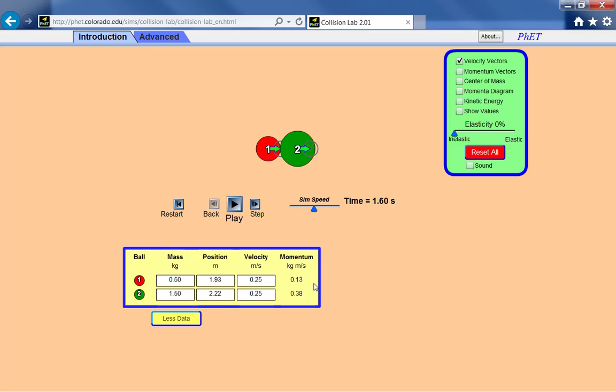Okay, what I'm varying, you can see it says elasticity 0%, is how much energy is conserved as these two collide. So if I look at kinetic energy and restart with my completely inelastic collision, I go from 0.25 joules to 0.06. And if I go back all the way to 100%, I start with 0.25 joules and I end with 0.25 joules. And everything in between conserves a different amount of energy.